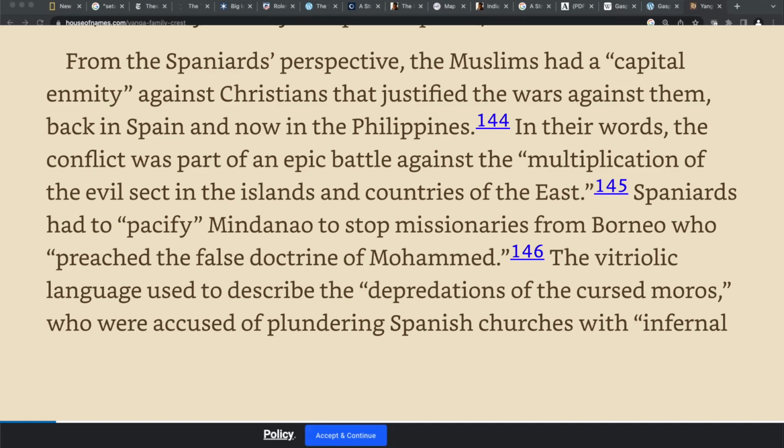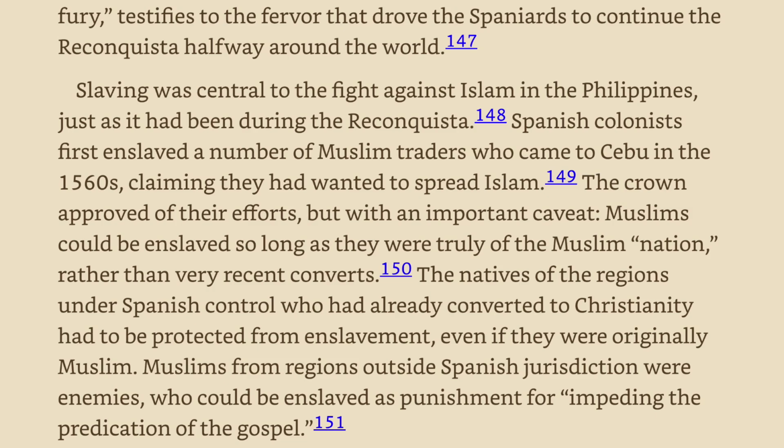The vitriolic language used to describe the depredation of the cursed Moros, who were accused of plundering Spanish churches with infernal fury, testifies to the fever that drove the Spaniards to continue their reconquista halfway around the world. Slaving was central to the fight against Islam in the Philippines, just as it had been during the Reconquista. Spanish colonists first enslaved a number of Muslim traders who came to Cebu in the 1560s, all right, 1500s, okay, guys? Claiming they had wanted to spread Islam.